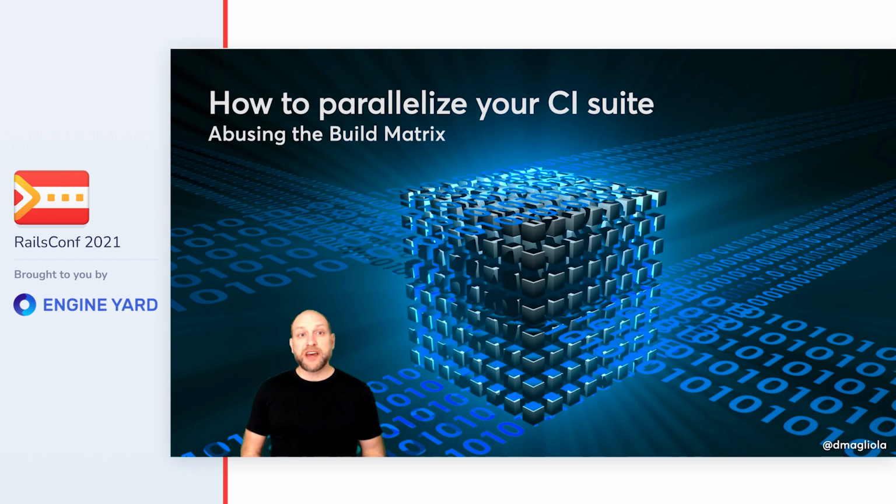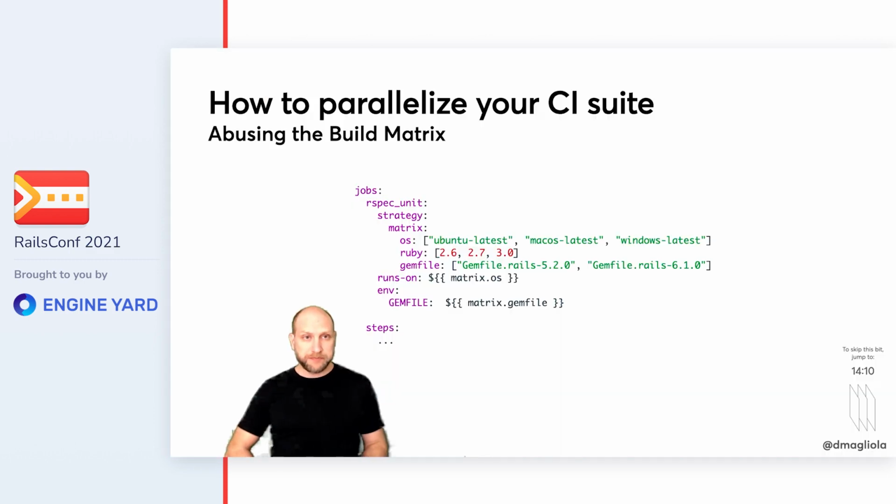Now, most providers will give you a way to run the same job over and over with slightly different parameters, and they call this a build matrix. And the idea is you can run the same test suite over and over with, for example, different versions of Ruby or different gem files pointing to different versions of Rails, and then you can make sure that your code is compatible with all of them.